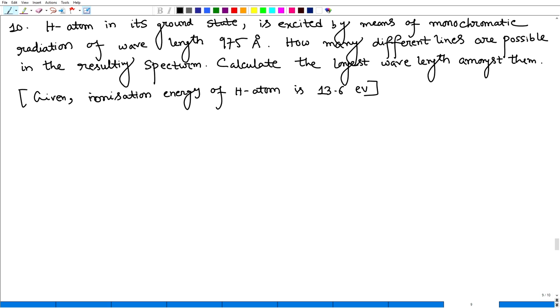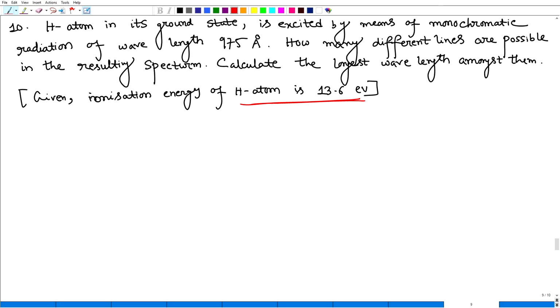Okay, so we have to first understand what is the problem, then we will solve it. We already discussed why the ionization energy and work function are the same thing, right? That means the amount of energy required for kicking out the electron from the ground state to the free space. This is the case. So we know that it is 13.6 electron volt.